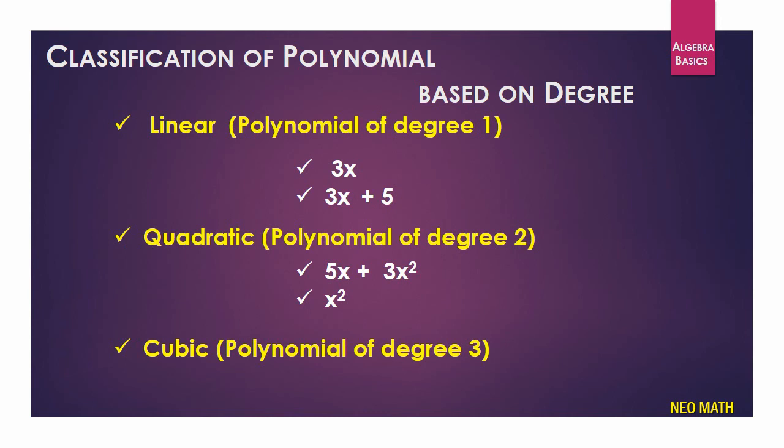Cubic polynomial, a polynomial of degree 3. x cube plus 2x plus 10. Here we have three terms. In the first term, the power of the variable x is 3 and in the second term the power of variable x is 1. So the highest power is 3, so the degree is 3. So it is a cubic polynomial. So we can classify the polynomial based on the degree as linear polynomial, quadratic polynomial, cubic polynomial.